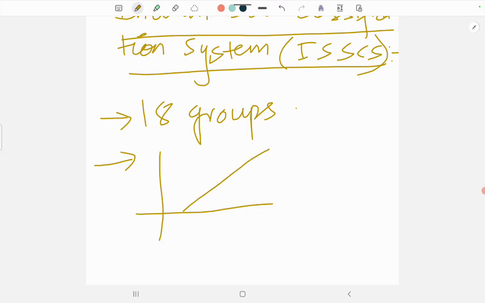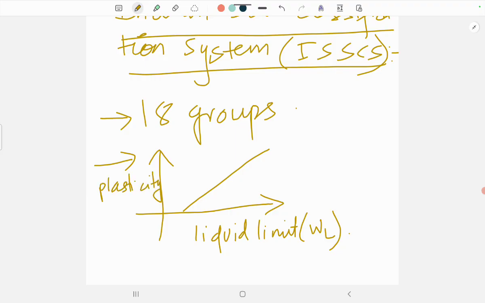which divides the soils, or fine grained soil, into different categories or different types. So here, the x-axis is related to the liquid limit, and on the y-axis there is the plasticity index, IP. So basically we are going to discuss these topics.